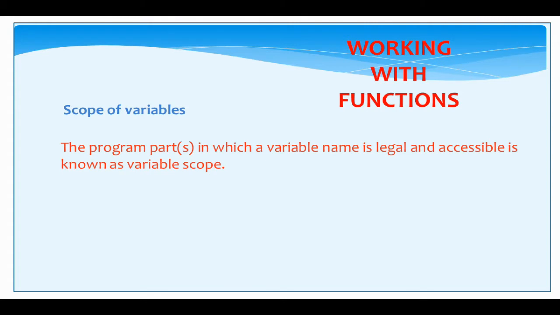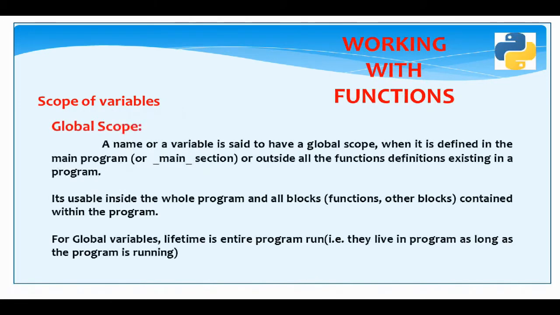In this way we can understand the scope of variables. Variables in Python also have two kinds of scopes. One is the global scope. A variable or name is said to have a global scope when it is defined inside the main program, that is, outside all the function definitions, if any exist in the program. Such variables are usable inside the whole program and all the blocks contained within it. For global variables, the lifetime is the entire program run, that is, they live as long as the program is running.